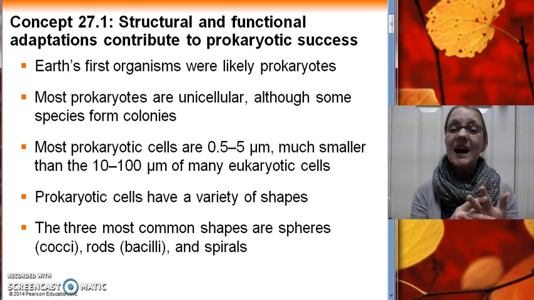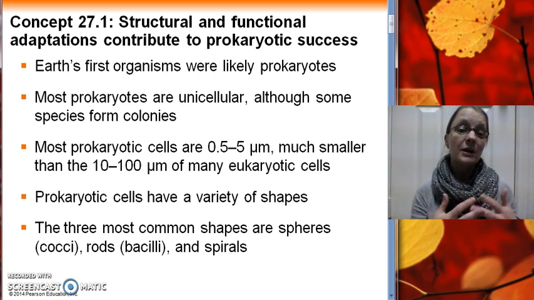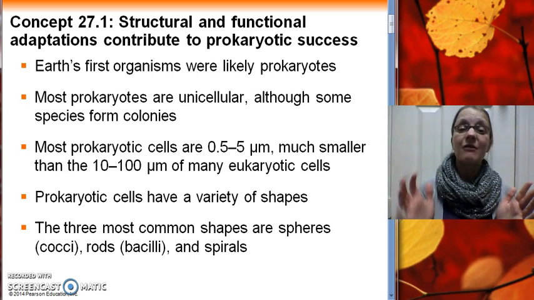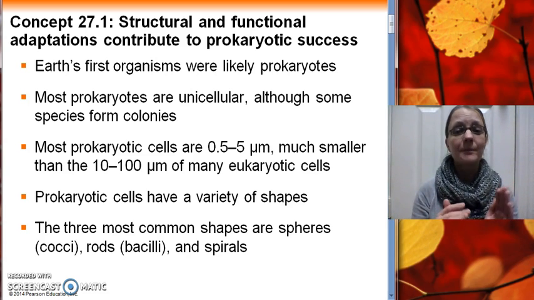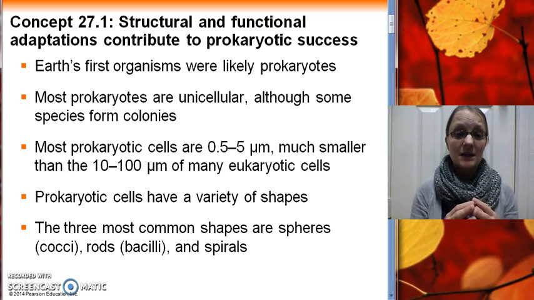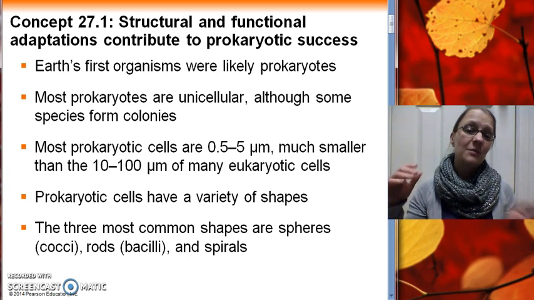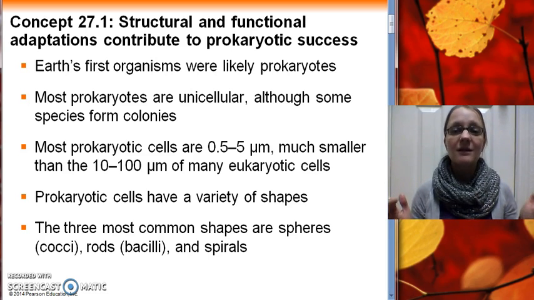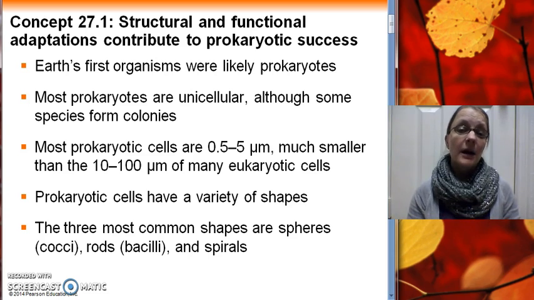If we were to compare sizes of prokaryotic versus eukaryotic cells, most prokaryotic cells are somewhere between half a micron or micrometer to about 5 micrometers. That's pretty small. Eukaryotic cells can go from about 10, maybe a little bit smaller than that, to about 100 microns. So that's significantly larger than those teeny tiny little prokaryotic cells.